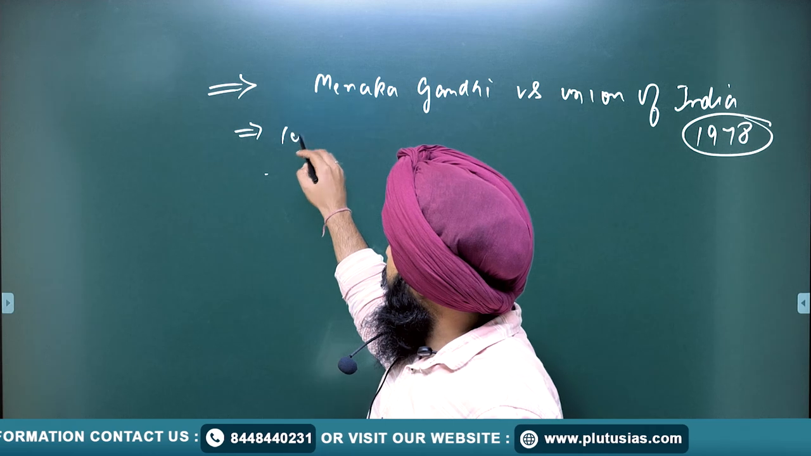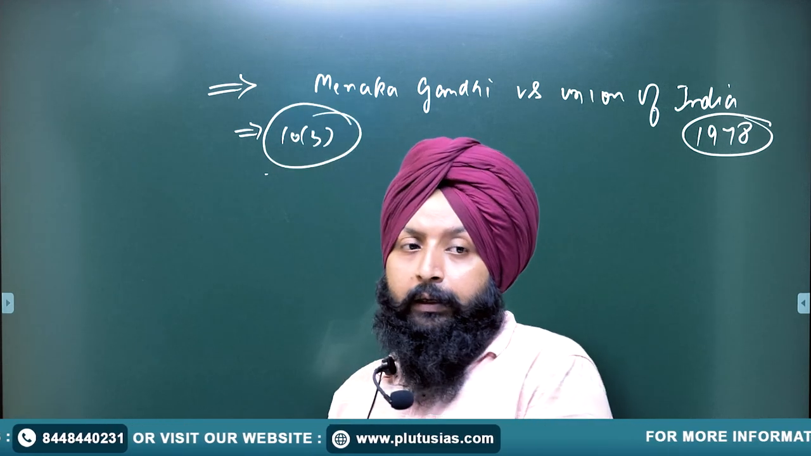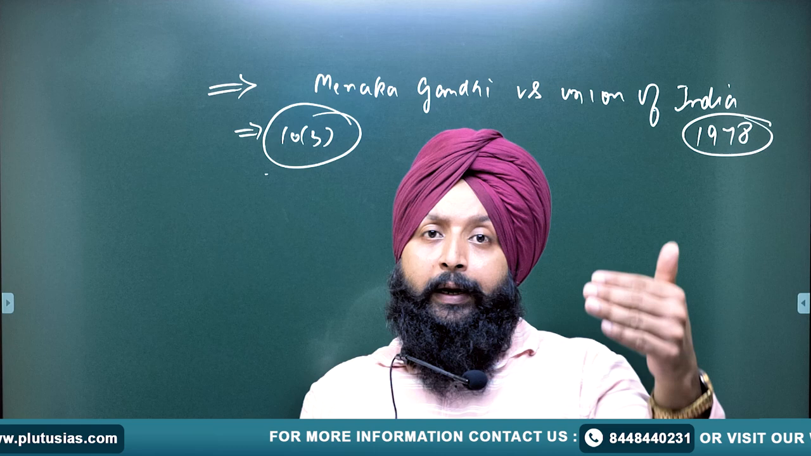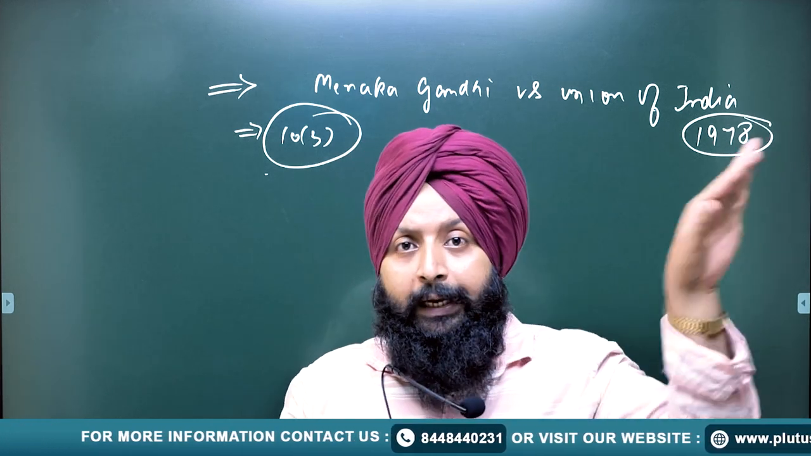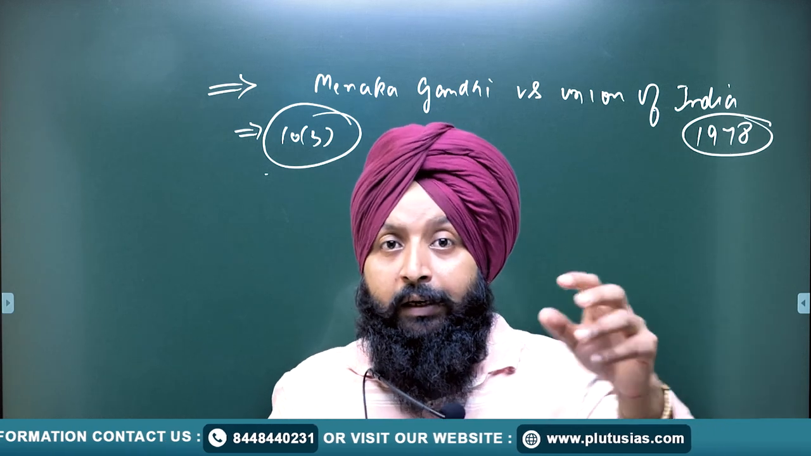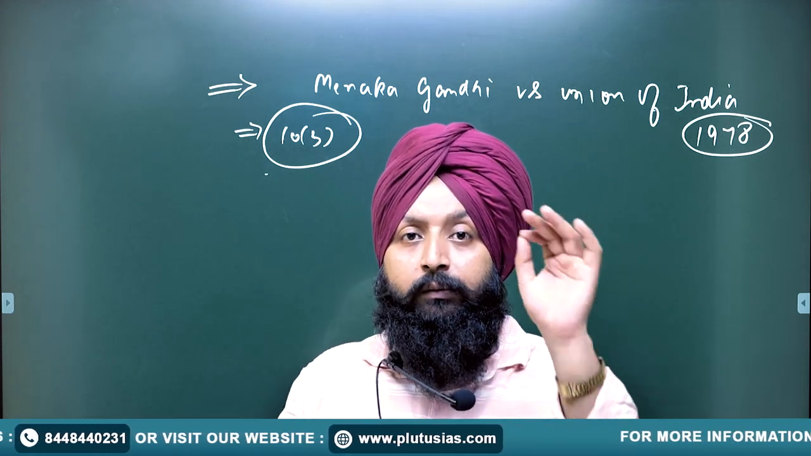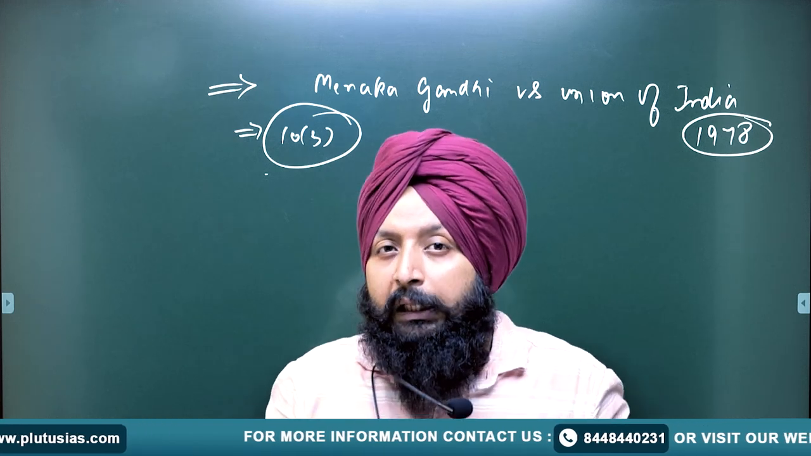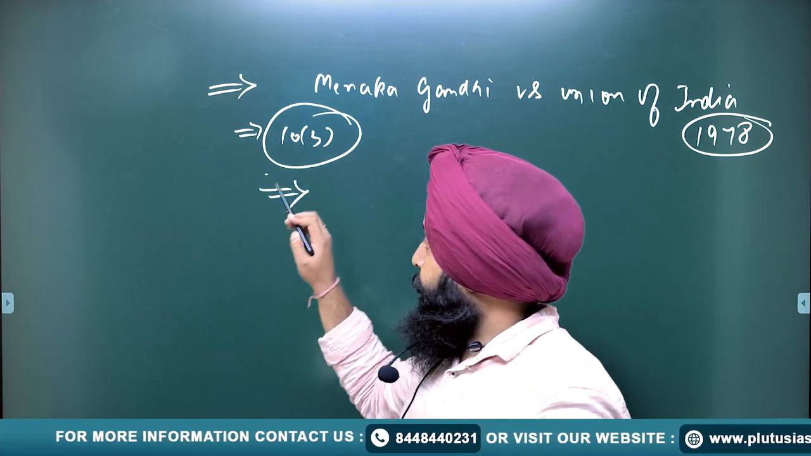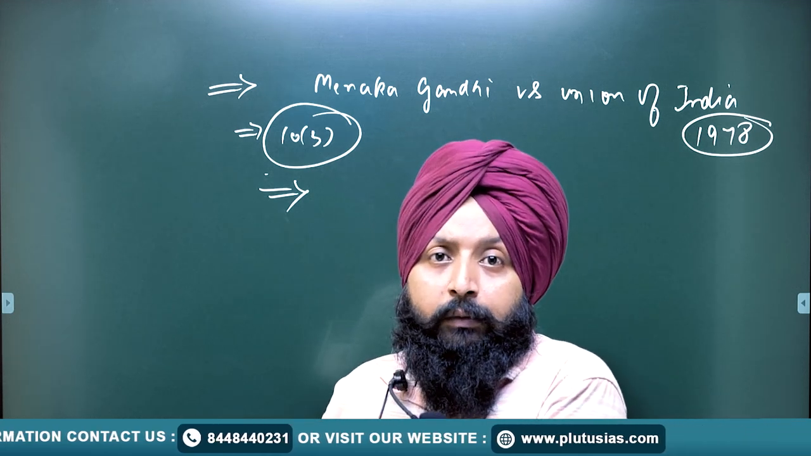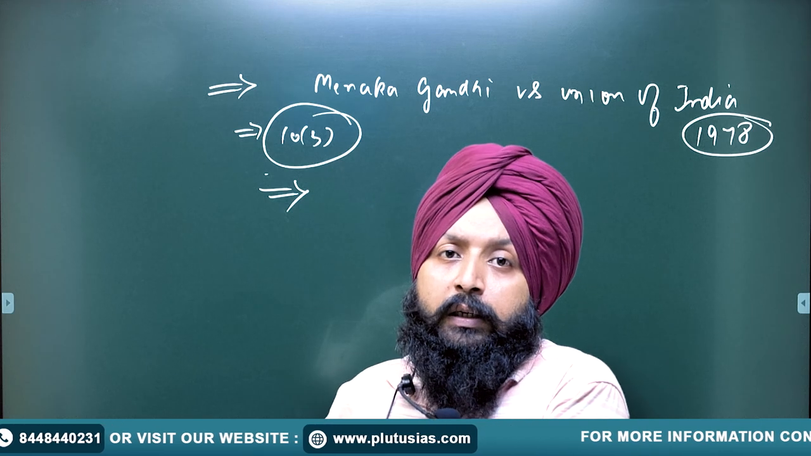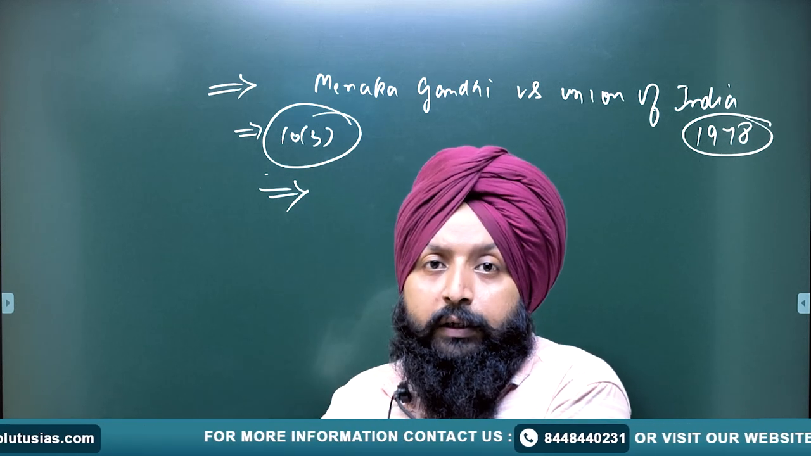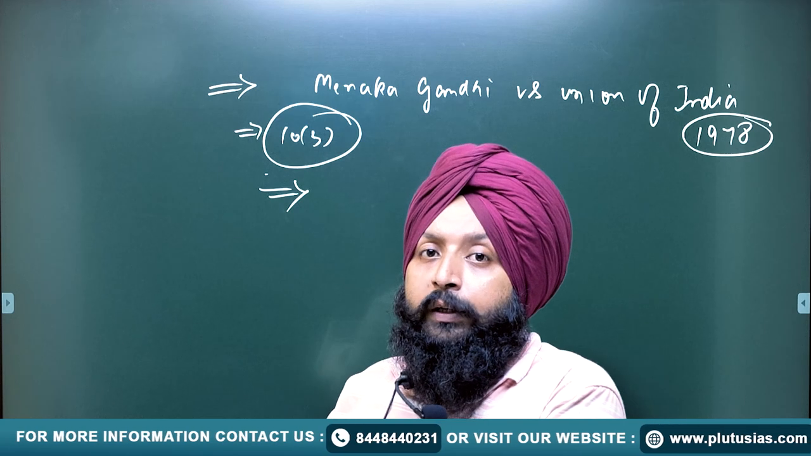What happened was, the passport of Menaka Gandhi was impounded under Section 10 Clause 3 of the Passport Act. The Passport Act, as it stood then, provided that the passport of a person can be impounded if the person is detrimental to the security of the state, detrimental to the sovereignty of the state, or if the person bears any risk to the friendly relations of India with a foreign state. So in that case, the person's passport can be impounded.